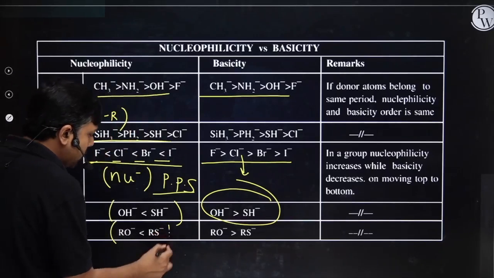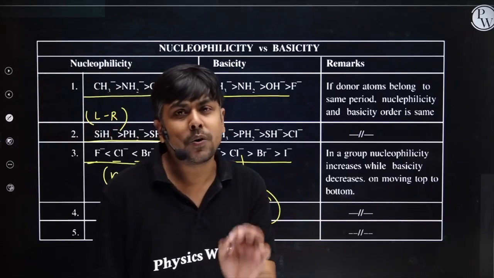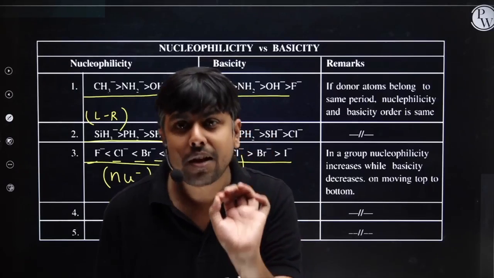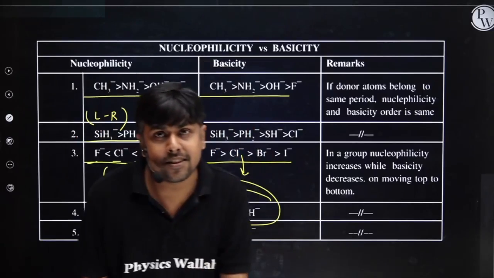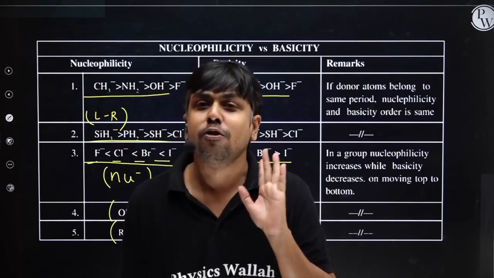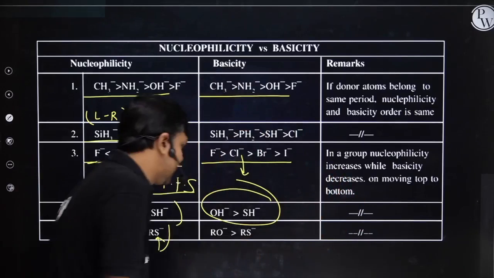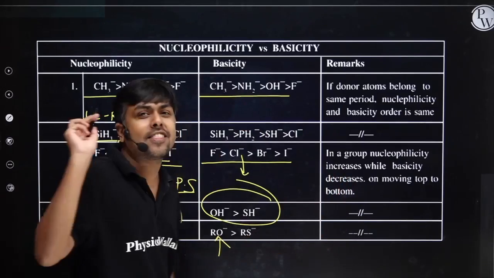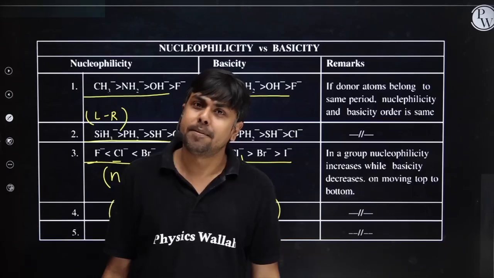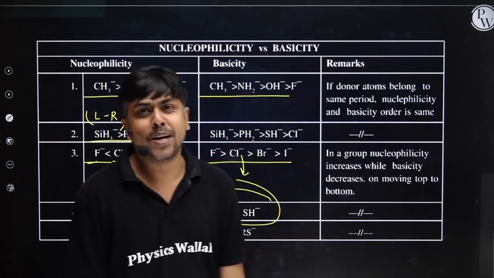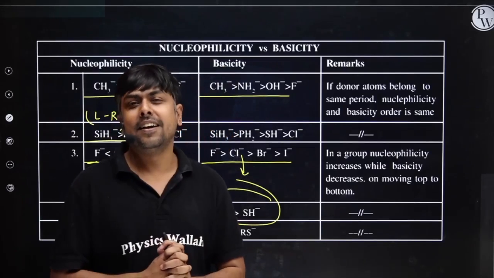Same story here also. O minus, S minus. Students, if I talk about nucleophilicity in polar protic solvent, larger the size of anion, lesser is the solvation, better is the nucleophilic strength. Whereas basic strength simply depends on charge density. O minus will have higher charge density as compared to S minus. So RO minus is a better base as compared to RS minus. I hope these things are crystal clear to you all.